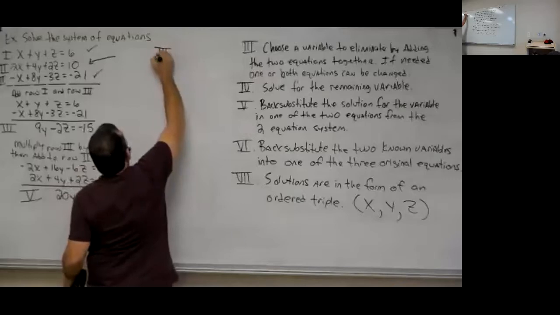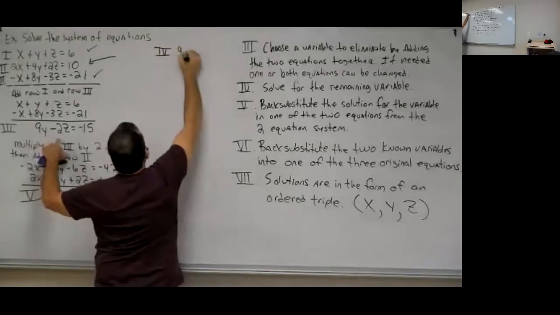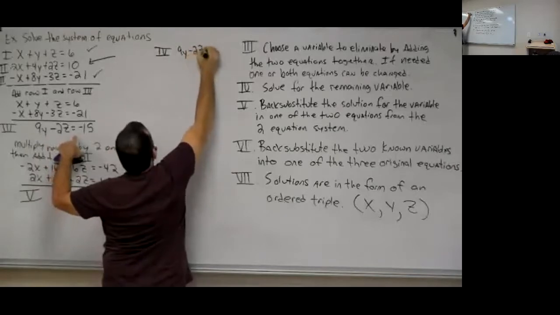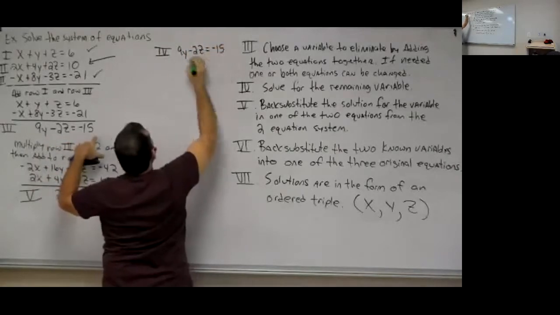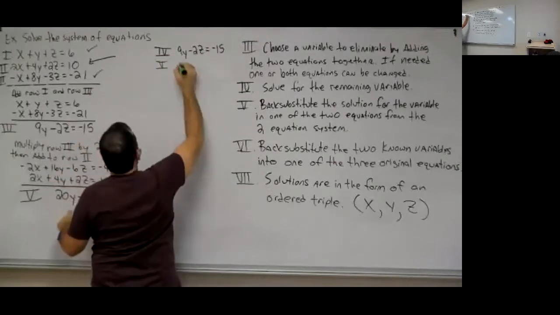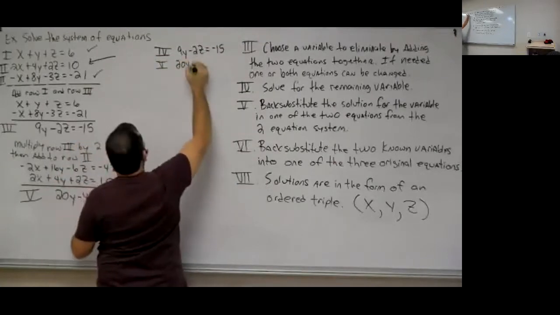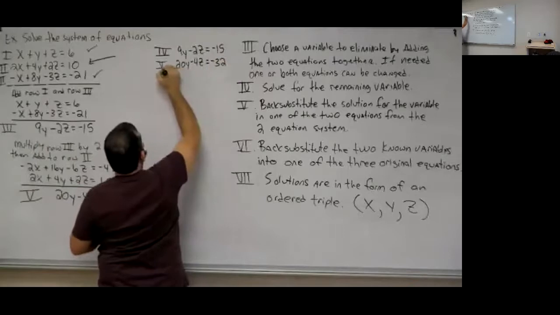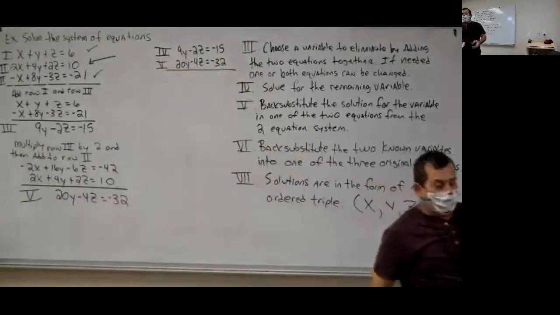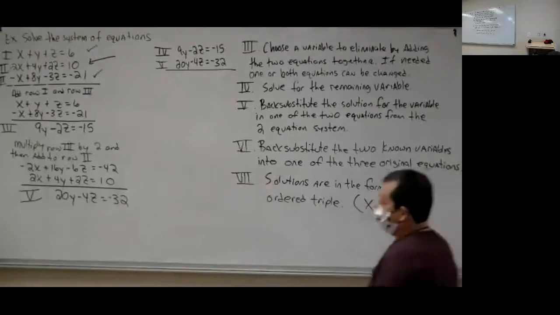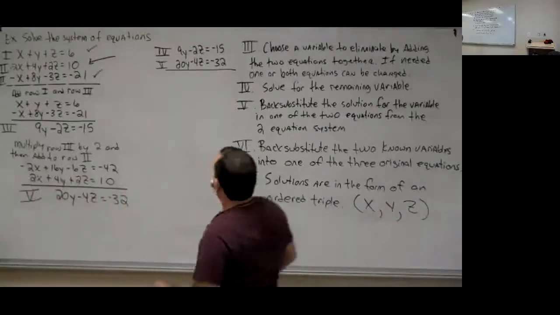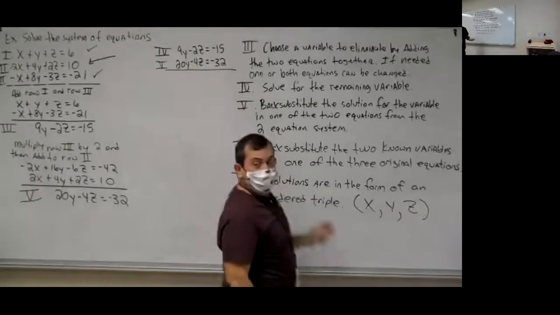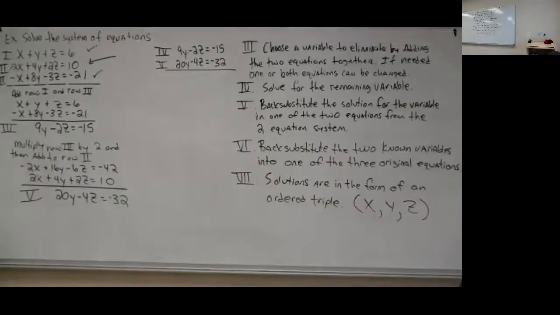We now got a row 4 sitting here. That was 9y minus 2z equals negative 15. Row 5 was a 20y minus 4z equals negative 32. So y'all, at this point, I'm starting a system of 2 equations with 2 variables. So if you got support, this is where you'll be sort of learning how to do that part. Okay?